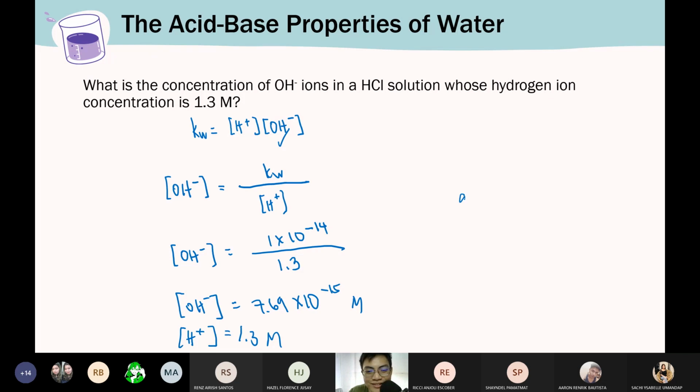Anyway. So, since our H plus concentration is greater than the OH, that means the solution is acidic. Okay? So, acidic siya.